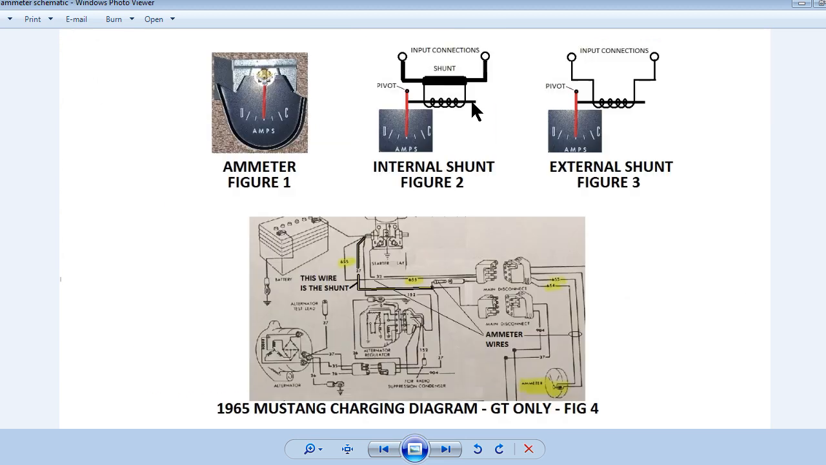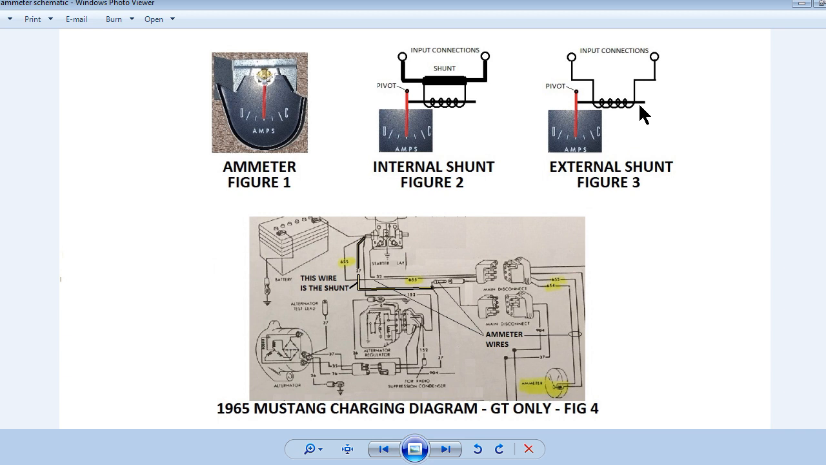Slide 6. Now we move on to the ammeter. There are two types of ammeters used by Ford: the internal shunt type and the external shunt type. For the way an ammeter works, refer to the external shunt diagram first. Notice there is a magnet rod inside the coil that is connected to the pointer. With no current through the coil, the magnetic rod and pointer would be centered.